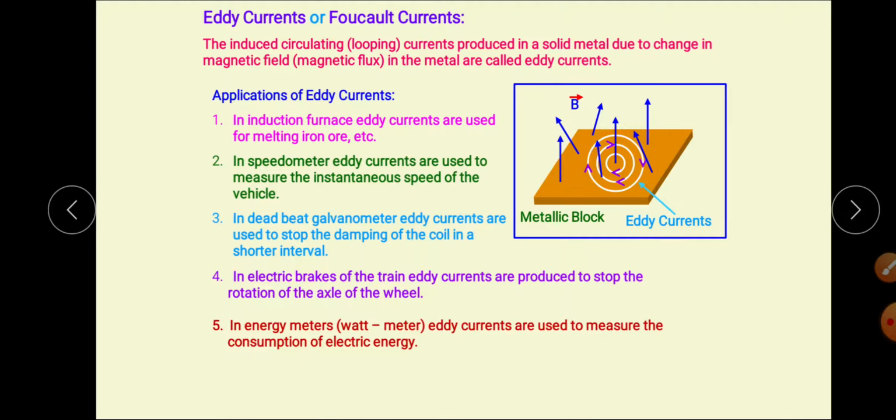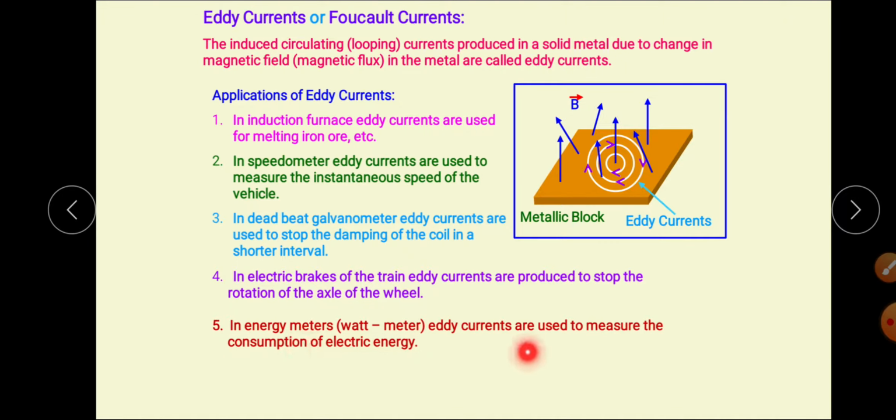You can read the details of this topic: details of electric brakes, details of deadbeat galvanometer, details of speedometer, induction furnaces on the internet. These are easily available on the internet. So for the CBSE exam, you just need to remember what the applications of eddy current are. You need not go into the depth of these topics, because these are not directly in your syllabus. You should only know the concept.